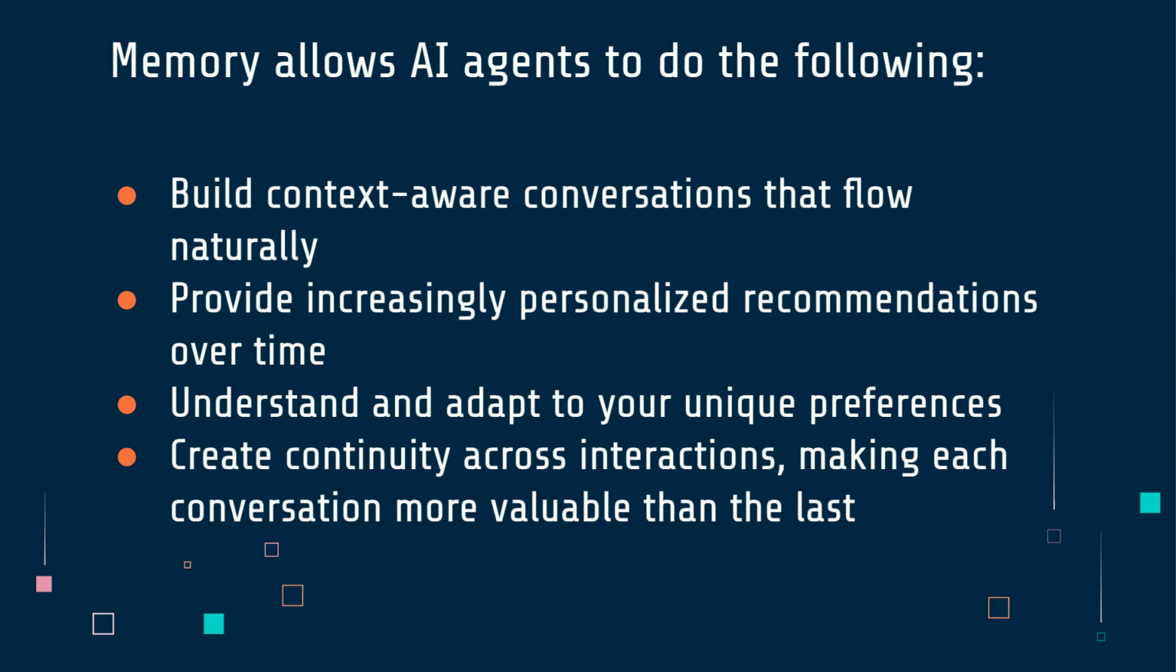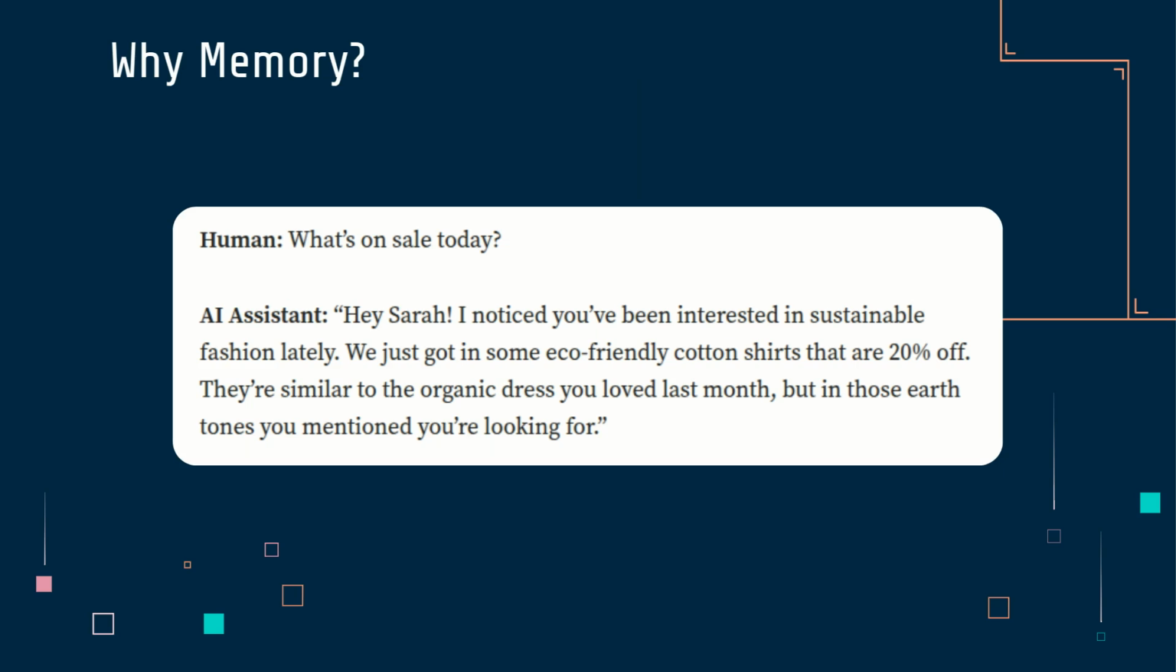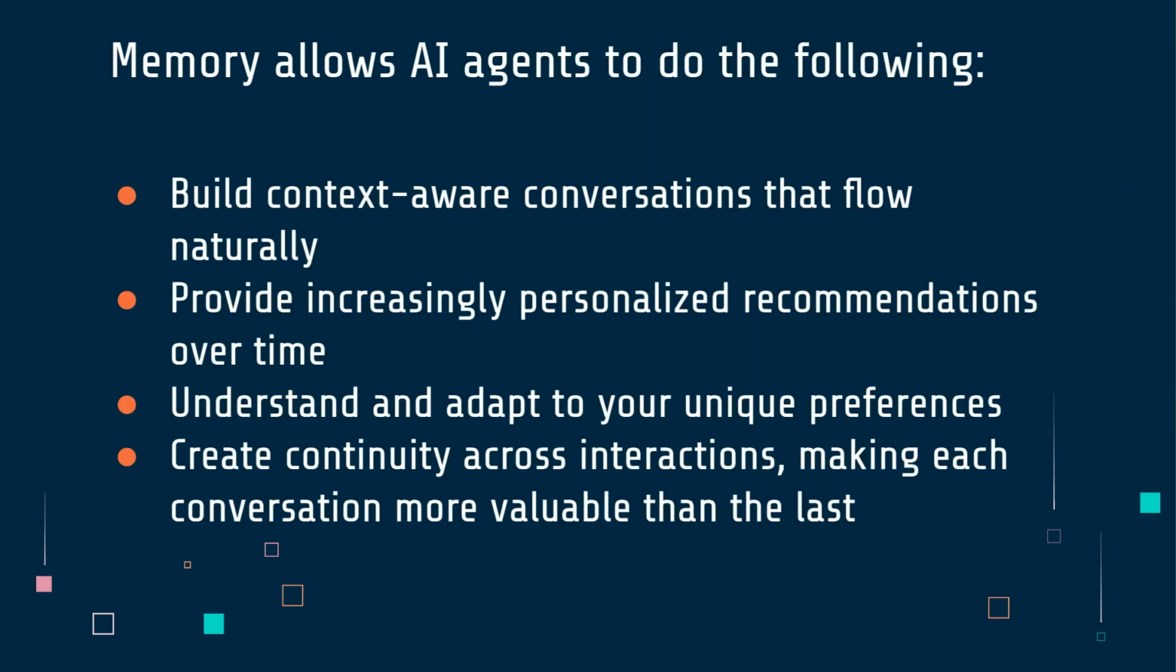In this case, it's recommending cotton clothes, sustainable fashion clothes to the customer based on his preferences that the AI understood and stored from their previous interactions, right? That's part of memory. It creates a continuity across multiple interactions.